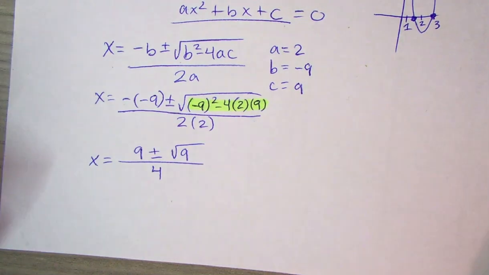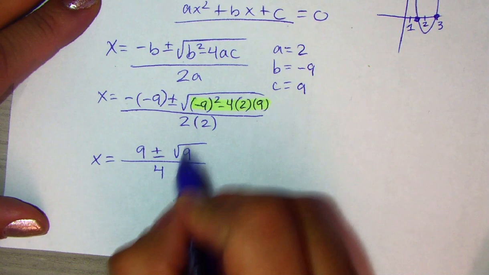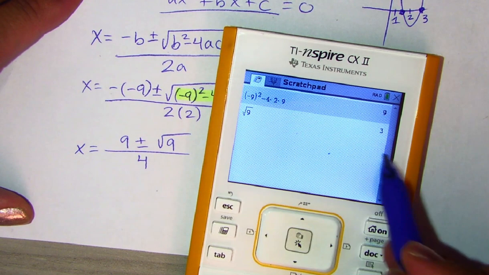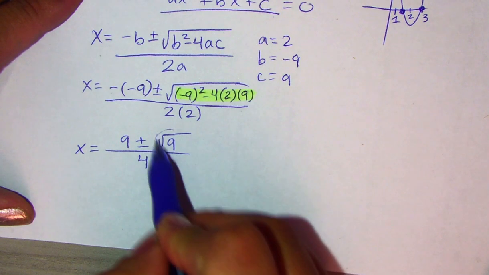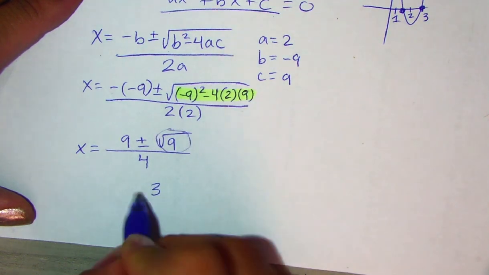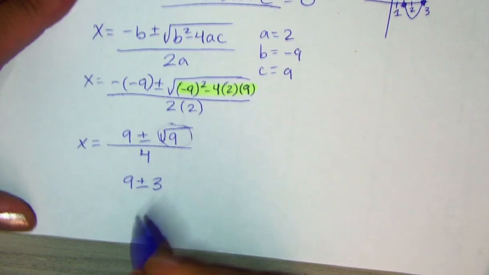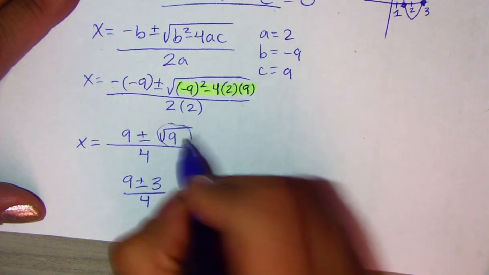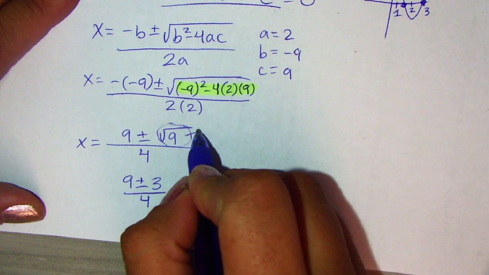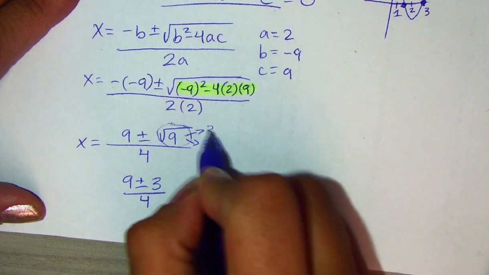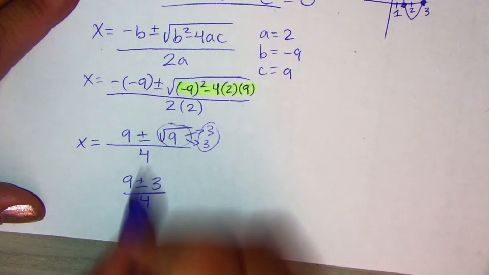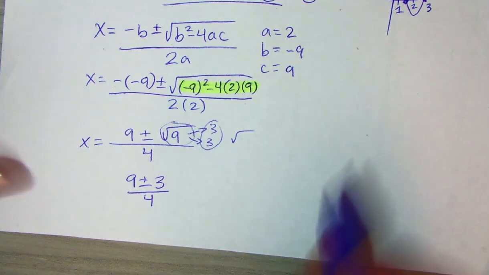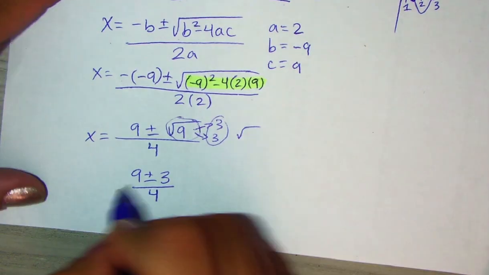So we have now to check what square root of 9 is. So we type square root of 9. Square root of 9 gives us 3 as an answer, which means that this whole portion right here will be a 3. And we're going to have 9 plus or minus 3 over 4. And just to check why it's 3, square root of 9 is 3 times 3. So if these 2 3's come out, there's nothing left inside the square root, which disappears. So we're left with the whole number of 3.